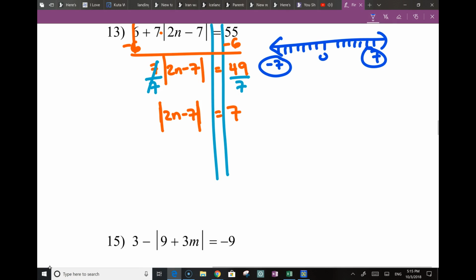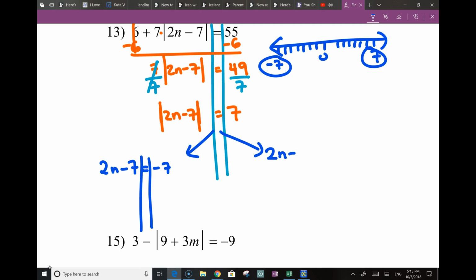And I'm going to solve it by splitting it into 2 mini equations. The first one will say, all right, 2n minus 7, I need you to become a negative 7. So tell me, what does n have to be to make you a negative 7? The right side will say, 2n minus 7, I need you to become a positive 7. So n, what do you need to be to make that a positive 7? So we're going to use our equation solving skills again for this.